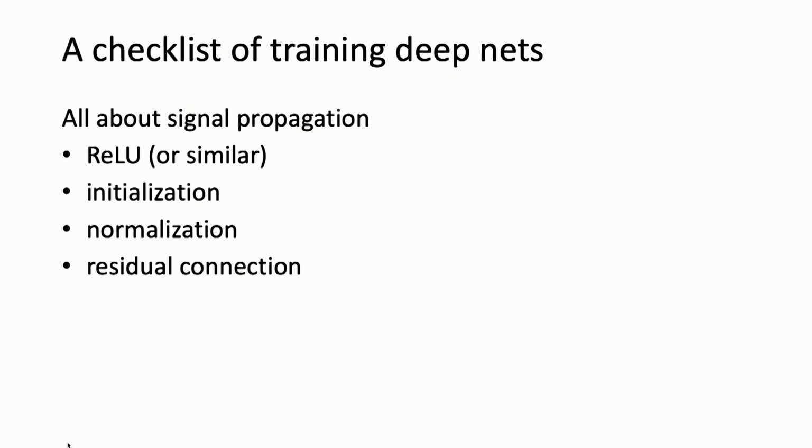Then here is a checklist of the several things that you may do to build and train very deep neural network architectures. And many of these concepts are about how we can have a healthy signal propagation in the training process. And this aspect includes the usage of a ReLU activation or other activations of a similar shape, and also the usage of an appropriate initialization algorithm. And it also includes the introduction of normalization modules and residual connections into your neural network architectures.